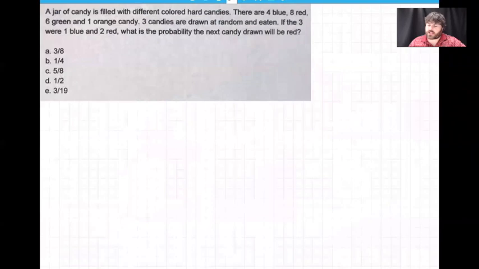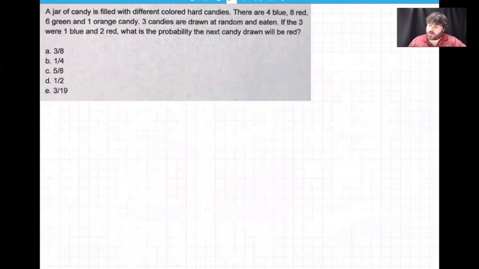All right, a jar of candy is filled with different colored hard candies. There are 4 blue, 8 red, 6 green, and 1 orange candy. 3 candies are drawn at random and eaten. If the 3 that were chosen were one blue and two red, what is the probability the next candy drawn will be red?